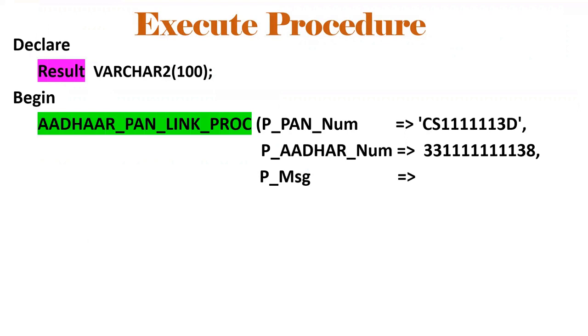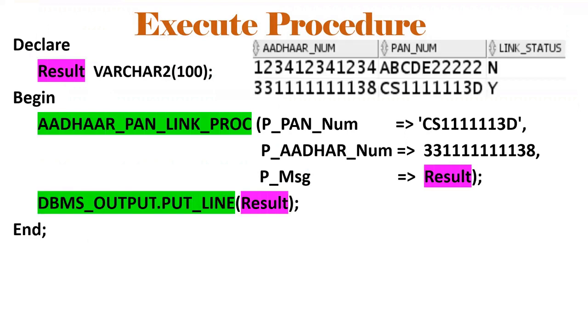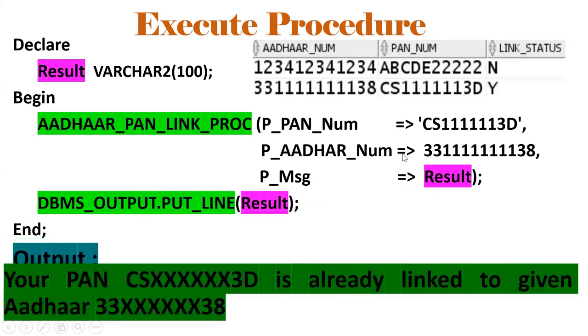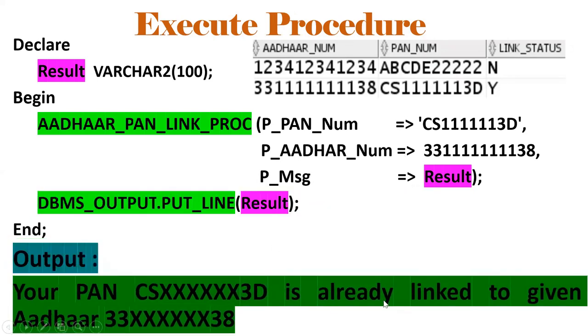So Aadhaar, and PAN number. Now see, this is the Aadhaar PAN link status. It's a valid PAN number and a valid Aadhaar number. See, already linked. The link status equal to Y means it's already linked. So we should give a message like, "Your PAN is already linked to the given Aadhaar number."